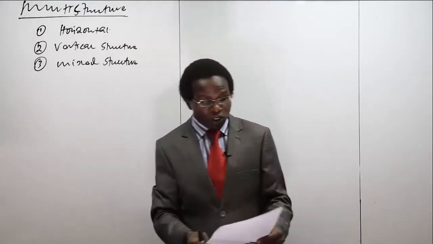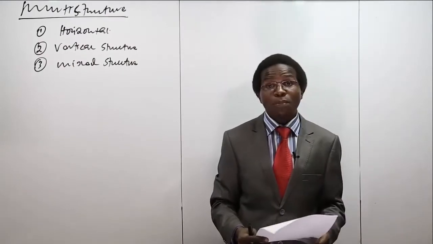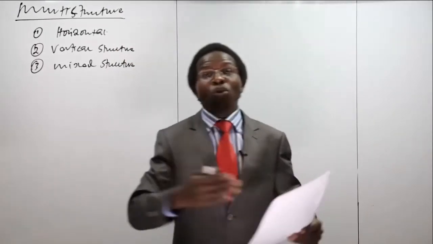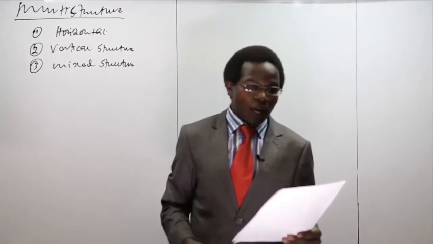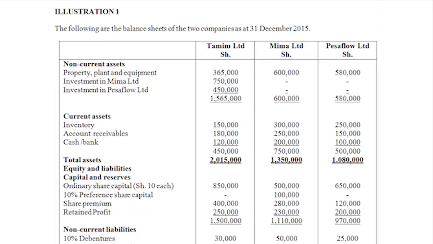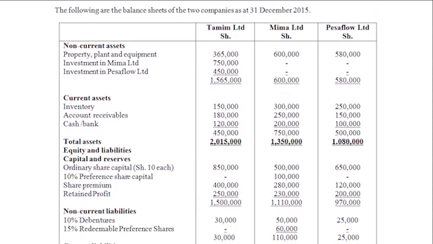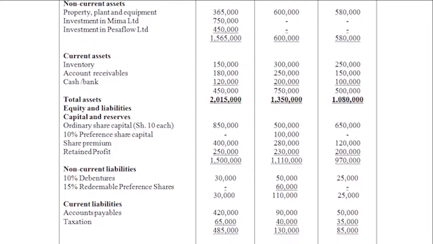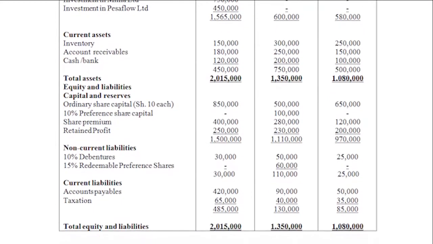Now, in our illustration 11, we want to look at the concept of horizontal structure, whereby you have one holding company and several subsidiaries. So we can read this. The following are the balance sheets of the two companies, that is Tamim, Mima, and Pesaflow Limited, as of 31st December 2015. We have the non-current assets, as you can see. We have the property, plant, equipment. We have the investment in Mima Limited. We have investment in Pesaflow Limited, and we have the current assets: inventory, accounts receivable, cash at bank.